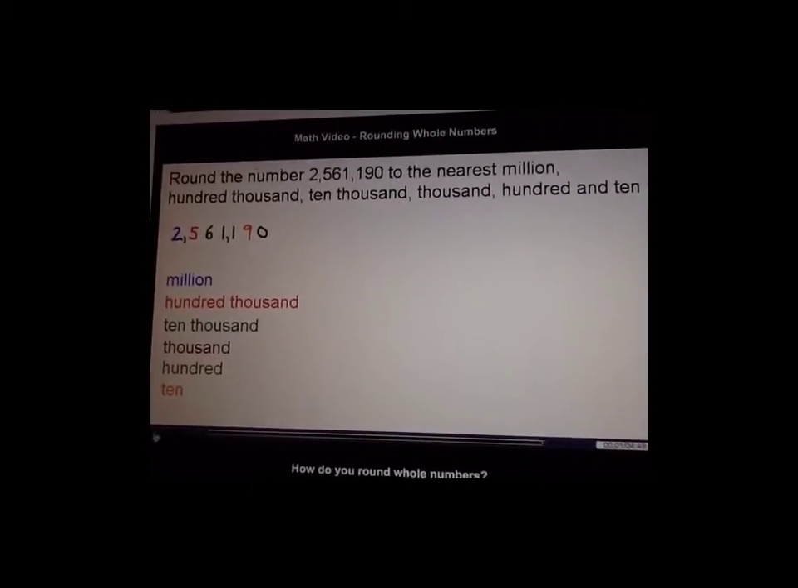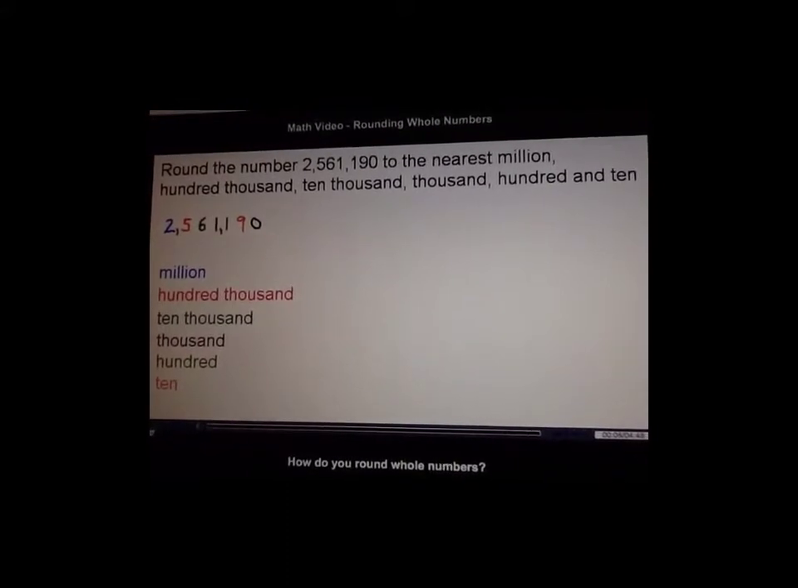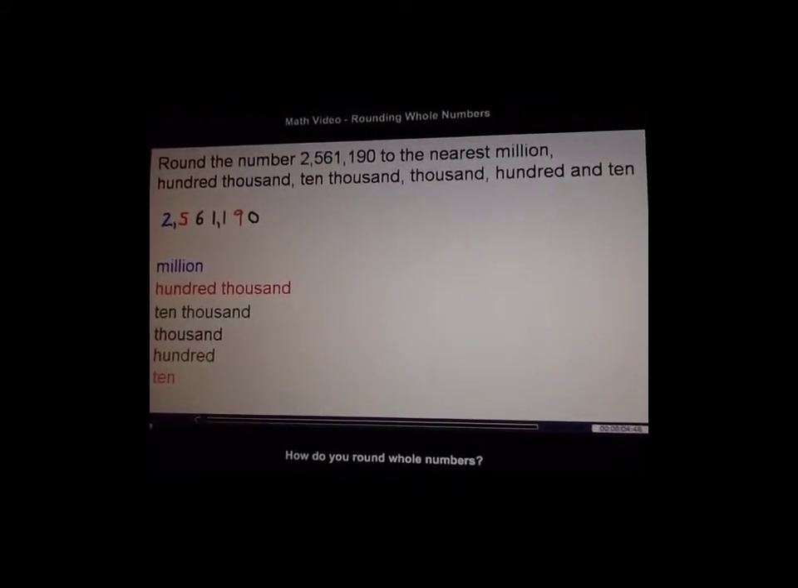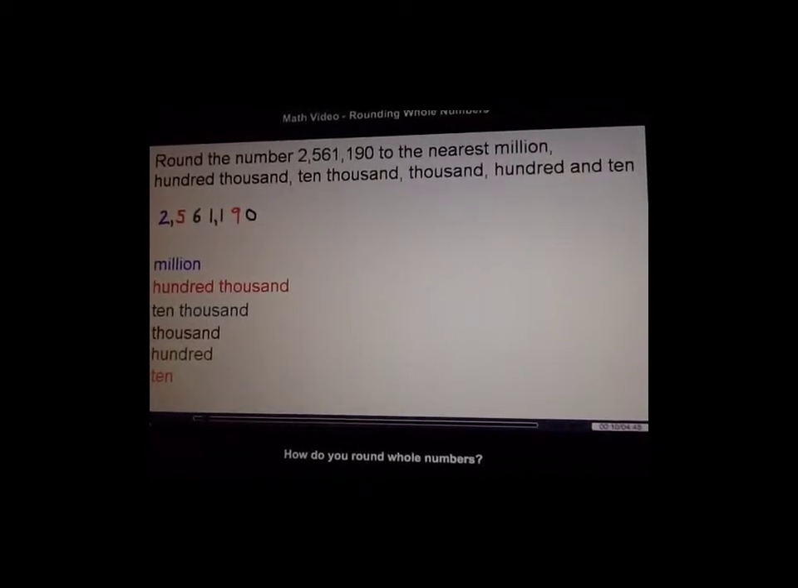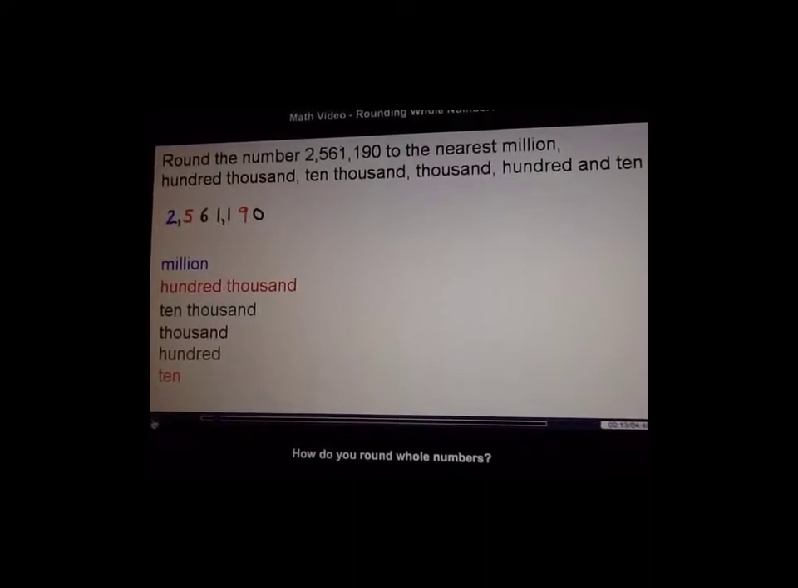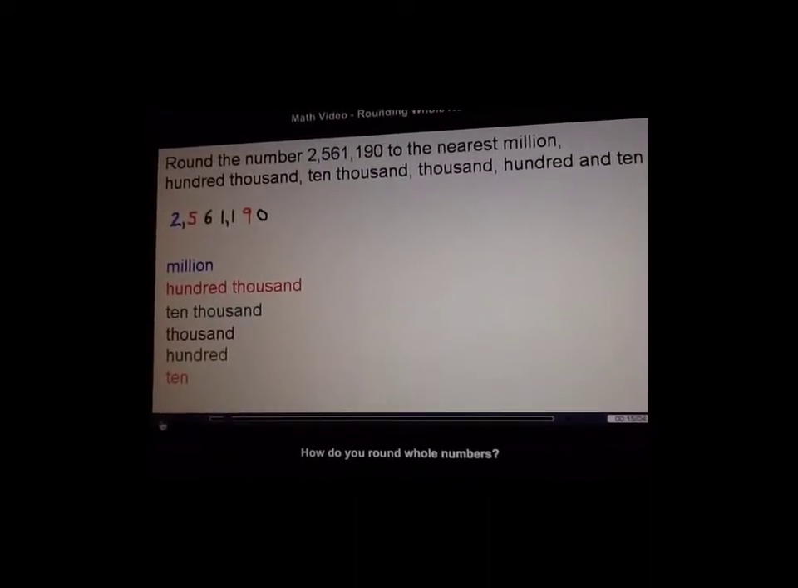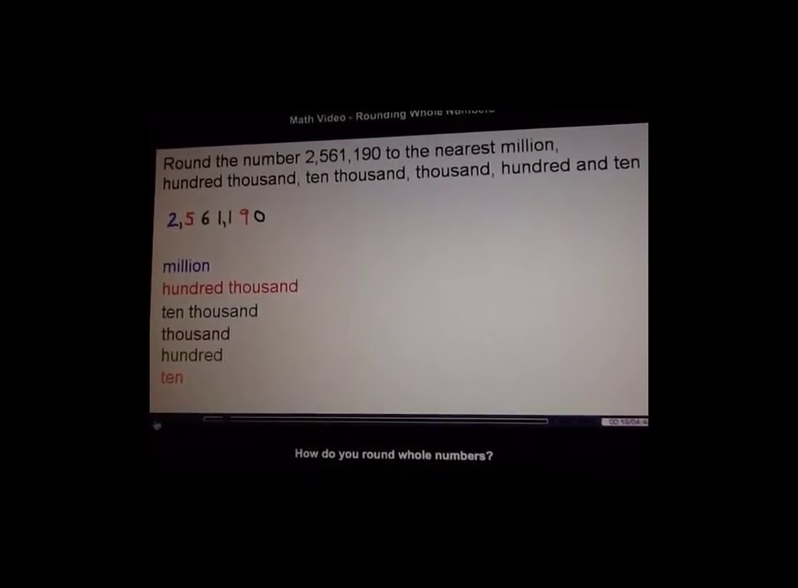Round the number 2,561,190 to the nearest million, 100,000, 10,000, 1,000, 100, and 10. You'll notice that I color-coded the number to make it easier for you to follow along. So let's begin by rounding to the nearest million.